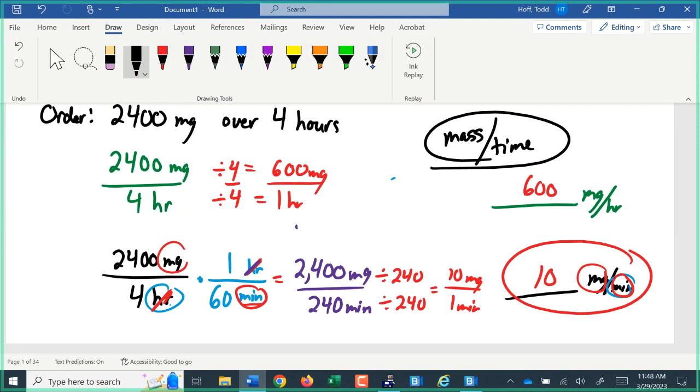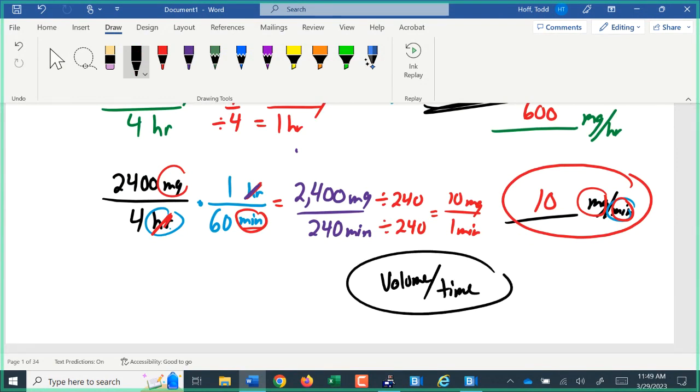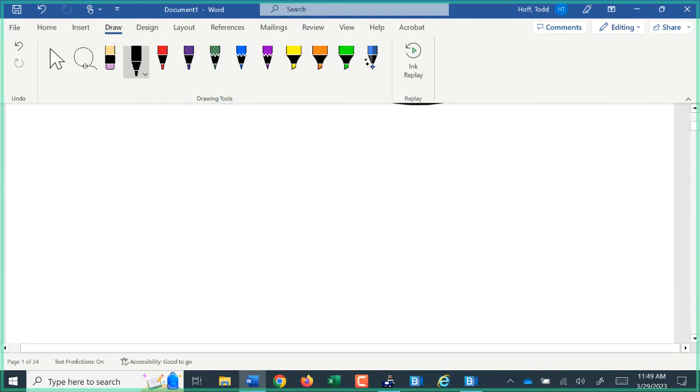But most of the infusers do not do that. Most of our infusers do not do mass over time. They do a volume of medication or a volume of fluid over time. So we need to figure out how to set these up as a volume over time flow rate. To do that, we need more information. We need how the solution is constituted, or the concentration of the solution. So let's look at an order here. Our doctor orders 4,000 milligrams over 8 hours.